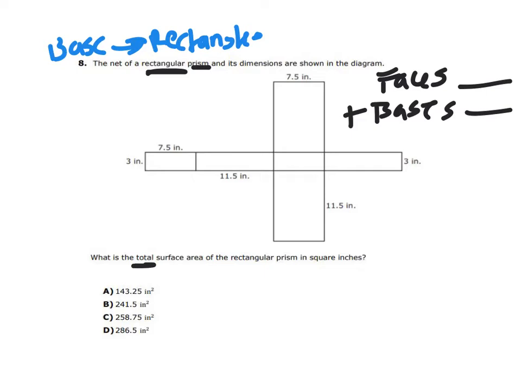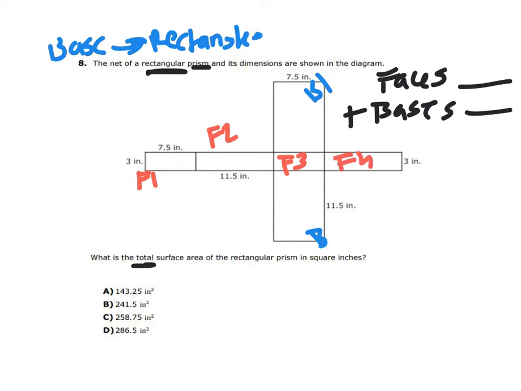The way I teach it is that the bases are going to be your wings of this net. So it's going to be the flaps on the outside. So for example, this guy right here is a wing, and this guy right here is a wing. Okay, so those are going to be your two bases, which means everything else in the middle is going to be your face. And I'm going to label those faces 1, face 2, face 3, and face 4.